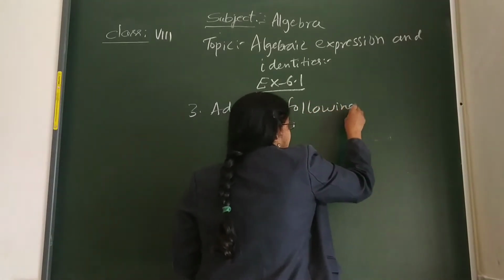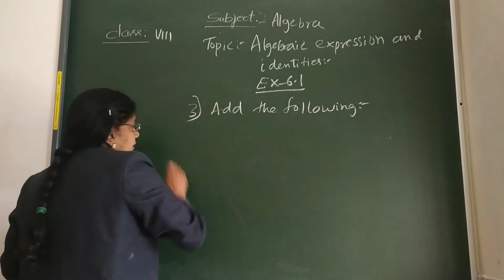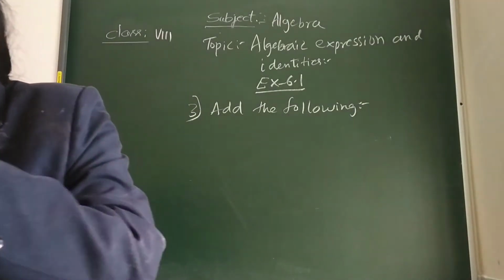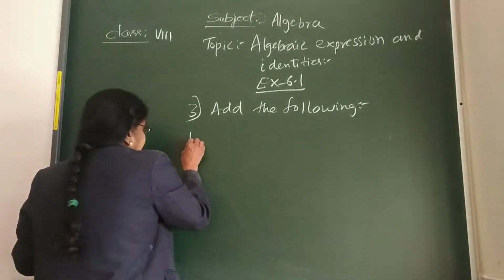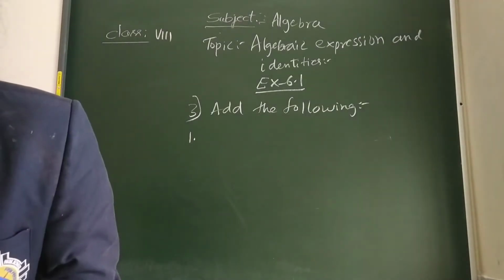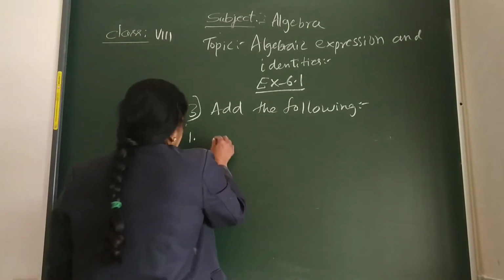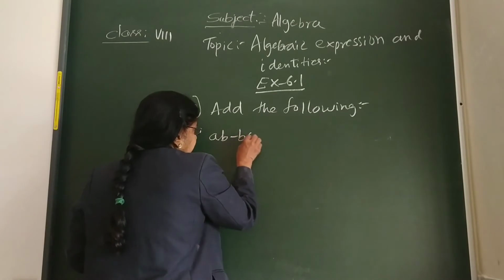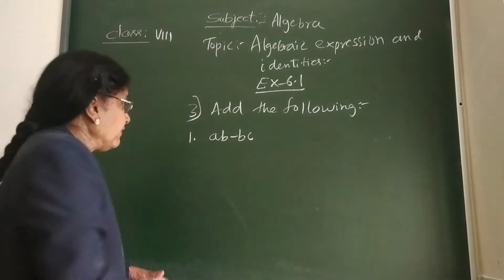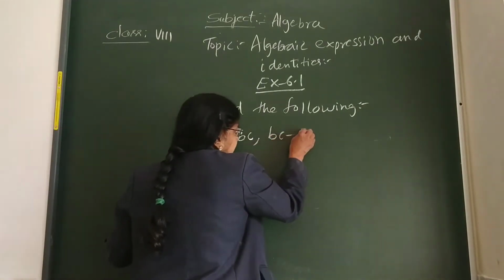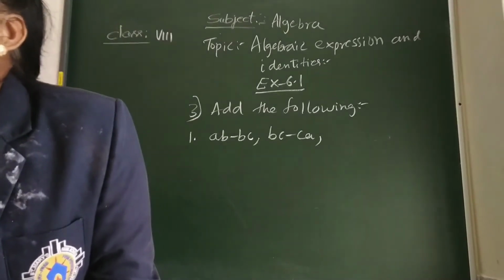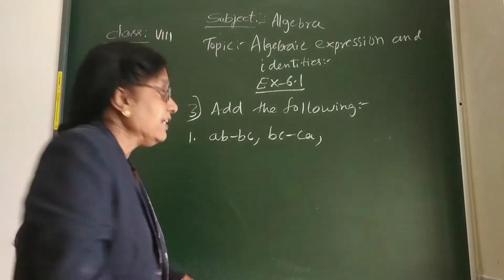What is the sum called? Add the following. In that first sum, let us see. Third main, first sum. So what is the first sum given? You have to open your page number 92. First sum: AB minus BC is given. BC minus CA is another one given. And the third one is given: CA minus AB.